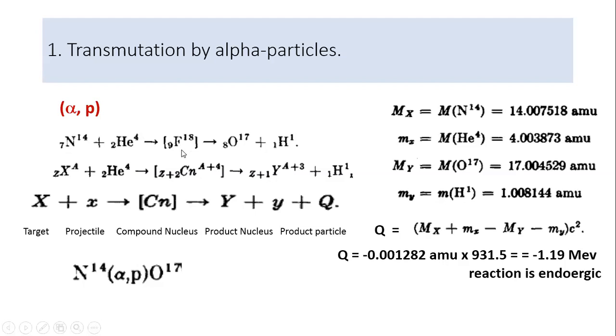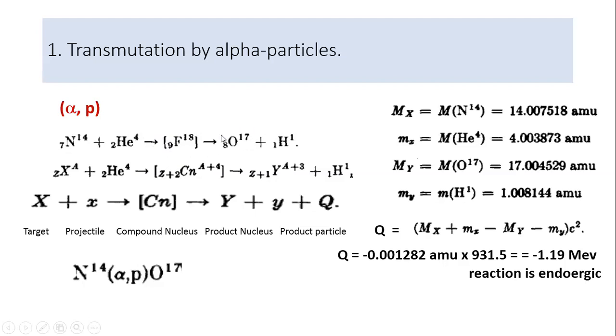It will give you the compound nucleus. And on the product side, you can also sum the atomic number and the mass number. This will also give you exactly the atomic number and the mass number of the compound nucleus. So this is the way you can balance the nuclear reaction.